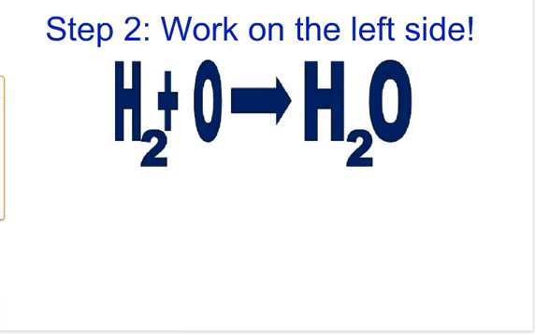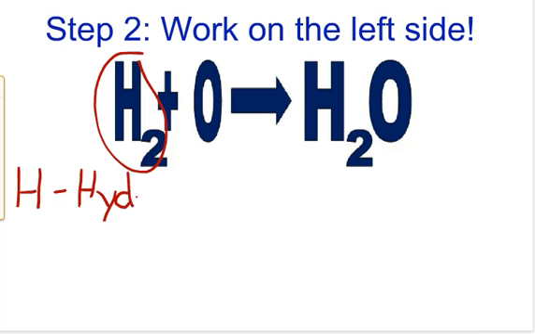First step, we're going to look at the left side. We're going to break down each element and figure out how many atoms each element has. Hydrogen is H, so we're going to write H. Then we're going to write out hydrogen because we need to know that H is hydrogen. And it has a subscript of 2. So there are 2 hydrogen atoms.